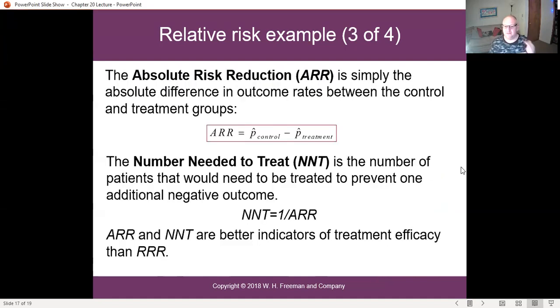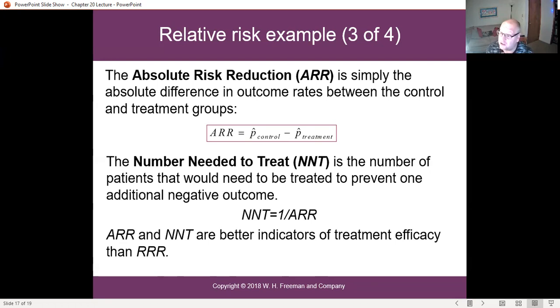All you have to do to find out the absolute risk reduction is simply subtract those p-hats. That's all you have to do. And when you subtract them, it's the difference between the outcome rates, and absolute risk reduction is just that. You can use absolute risk reduction because the reciprocal of that can tell you how many patients you would need to treat to prevent one additional negative outcome. In other words, if I can find the absolute risk reduction and find the reciprocal of it, that'll tell me how many more people need to have that treatment so that I can believe that there will be one less heart attack amongst that group. It's hard to believe that that's what it is, but that is what it is.